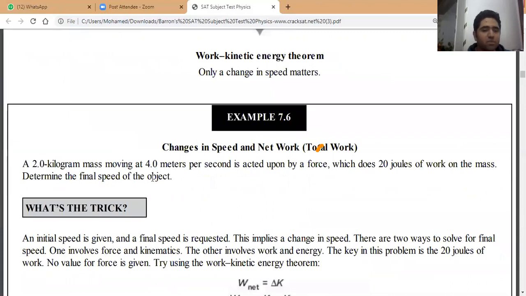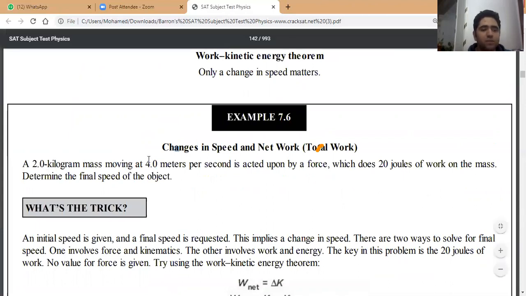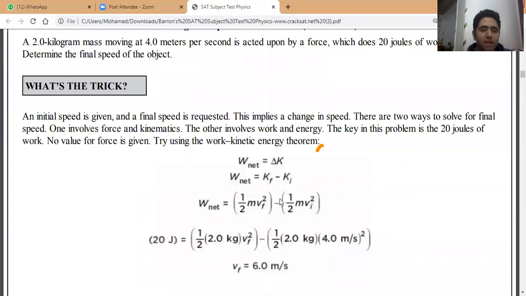Let's look at this problem. Changes in speed and net work. Okay. A 2.0 kilogram mass moving at 4 meters per second is acted upon by a force which does 20 joules of work on the mass. Determine the final speed. Well, the net work in this problem is 20 joules. So as it is said, 20 joules is equal to the change in kinetic energy.